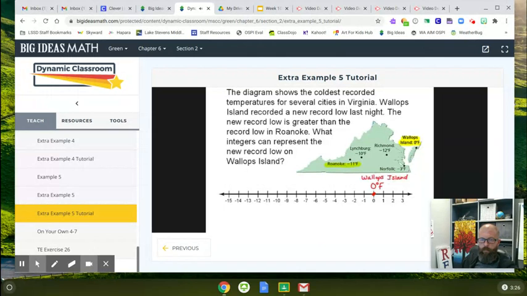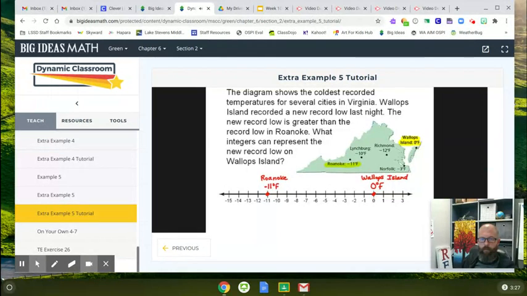In the problem, we know that Wallops Island recorded a new record low last night. If the recorded low in Wallops Island is 0 degrees Fahrenheit, we know that the new record must be less than 0 degrees. So we can start to highlight a few of the integers less than 0.